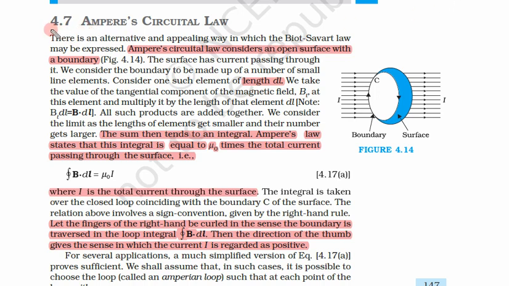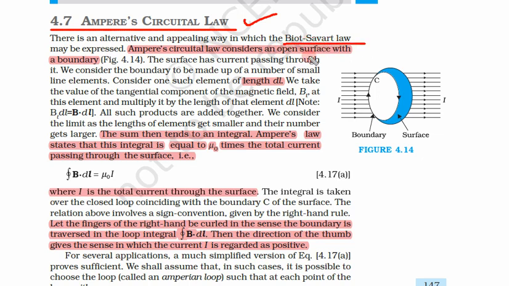Our next topic is Ampere's circuital law. We have already studied Gauss law in electrostatics. Now we are going to study Ampere's circuital law. This is very similar to Gauss law. Gauss law exists in electrostatics, and this is for magnetostatics. So there is an alternative and appealing way in which the Biot-Savart's law may be expressed.